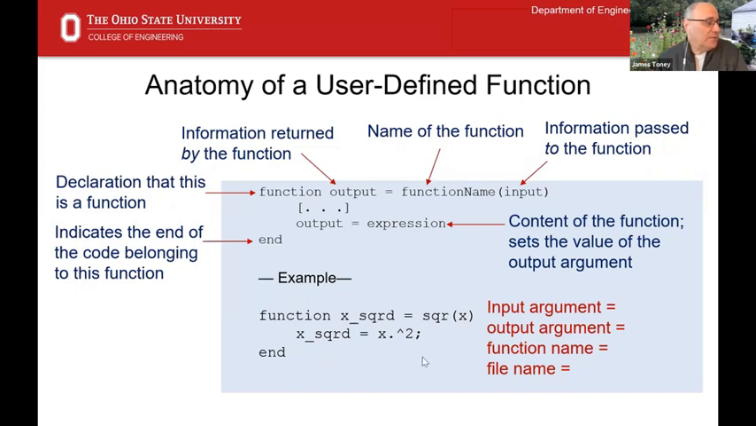All right, so somewhere inside the block of code, this output argument x_sqrd has to get defined. And so this function only consists of one line, just calculating x_sqrd is x squared. All right, so the input argument is x. The output argument is x underscore sqrd. The name of the function is just sqr. So it should be in a file called sqr.m.